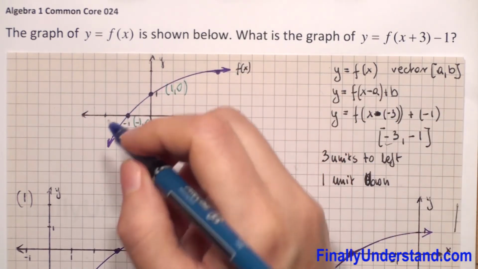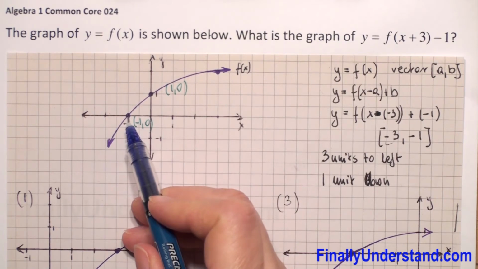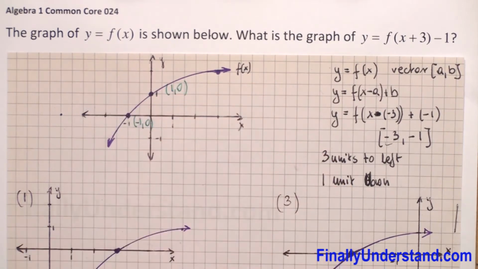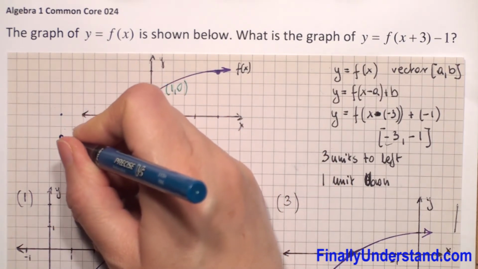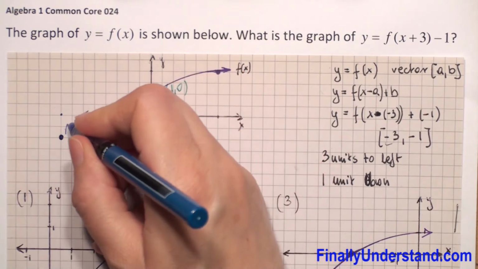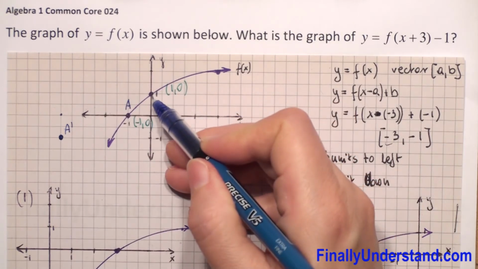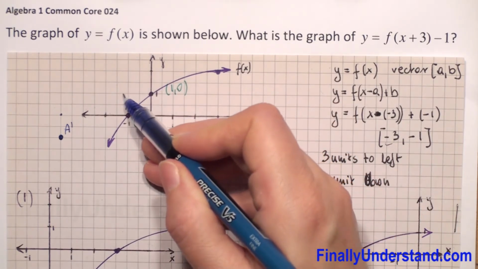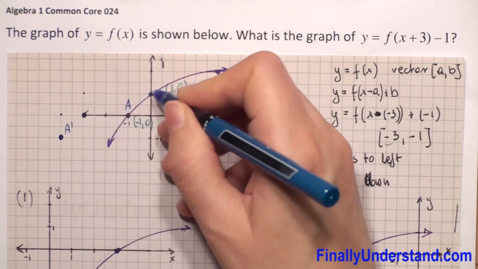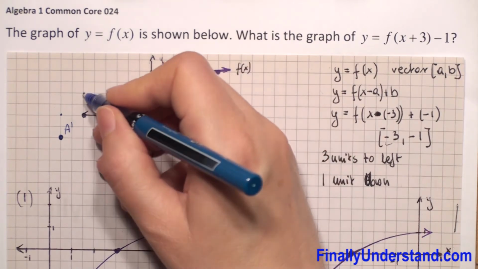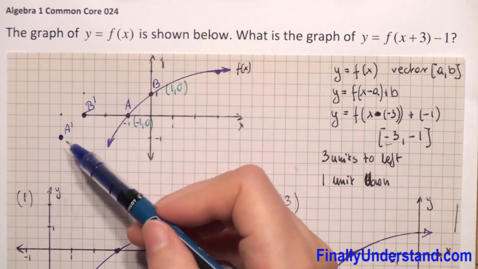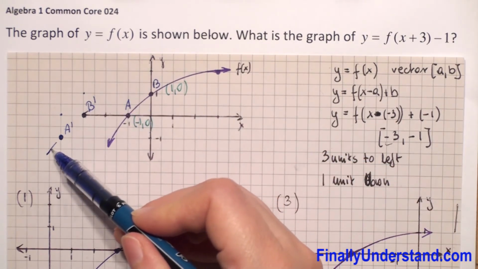We have to move this point 3 units to the left. So 1, 2, 3 to the left and 1 down. So this point, let's say this is A. So this is A prime. Now the second point we have to do the same. 3 to the left and 1 down. So this will be B, so that point will be B prime. So our function will be something like this.